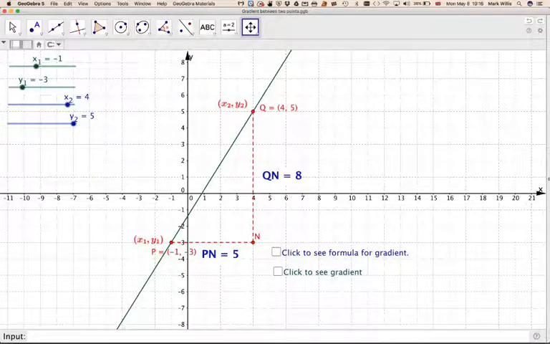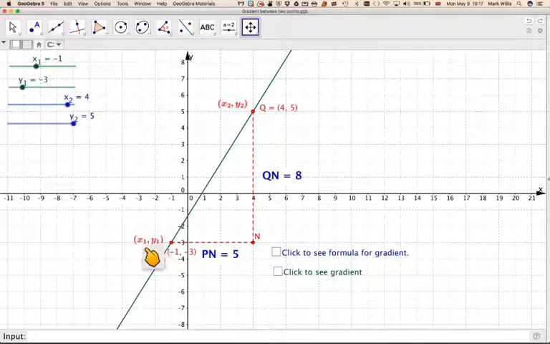In this video we're going to look at the measurement of what's known as gradient, or measurement of slope. So here we have a line. In order to measure the slope of a line, what you need to do is pick two convenient points. So I have this point here, P, which is -1, -3, and I have this point here, which is Q, which is 4, 5, and these can be set using the sliders.